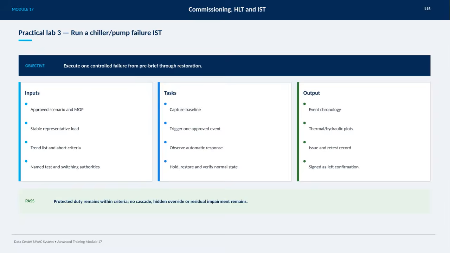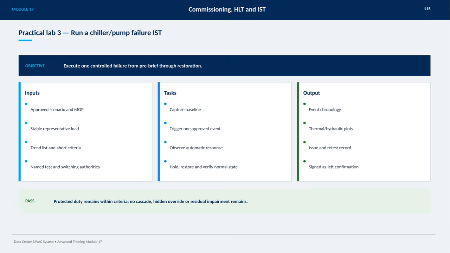For Practical Lab 3, our focus is on running a chiller or pump failure integrated system test, or IST. The main objective here is to execute one controlled failure, starting from the pre-brief all the way through to full restoration. To do this correctly, we'll need several inputs: an approved scenario and method of procedure, a stable representative load to test under realistic conditions, a trend list and abort criteria to monitor the system, and clearly named test and switching authorities to manage the process safely.